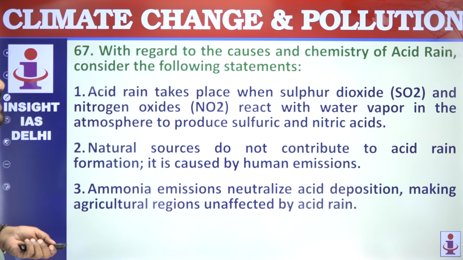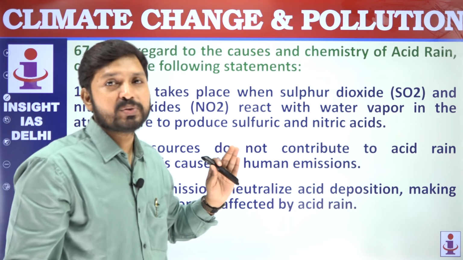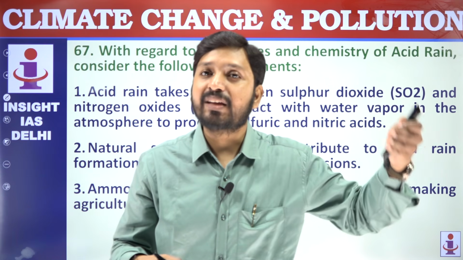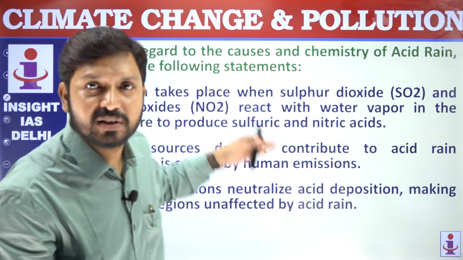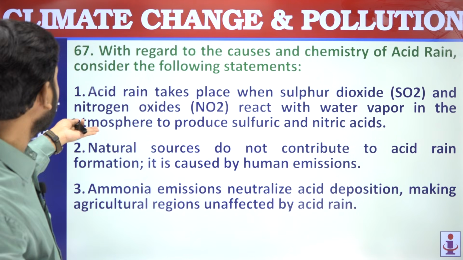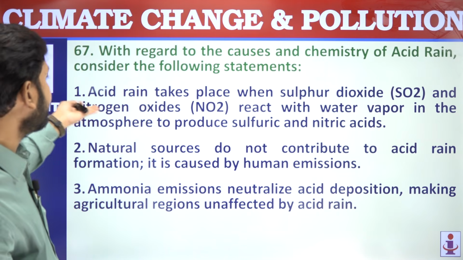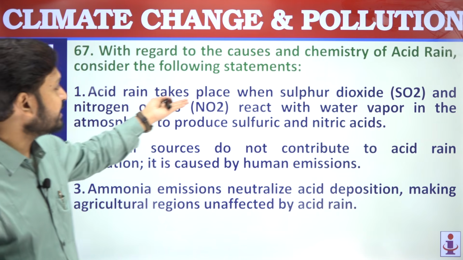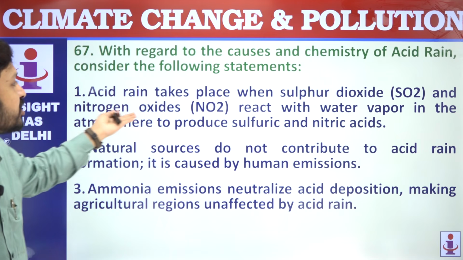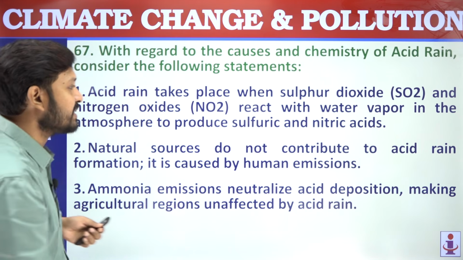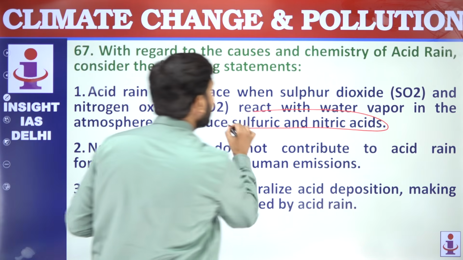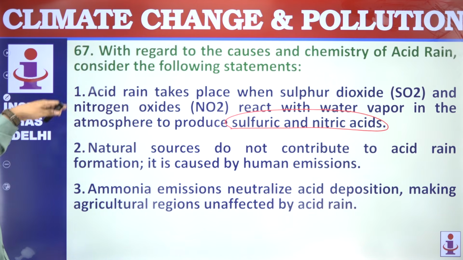With regard to the causes and chemistry of acid rain, consider the following statements. From childhood onwards we have seen this acid rain, right? When sulfur and nitrous oxides react with atmospheric water vapor, they form acids. Okay, let's read the statements. Acid rains take place when sulfur dioxide and nitrogen oxides react with water vapor in the atmosphere to produce sulfuric and nitric acids. So sulfuric and nitric acids are formed, which are nothing but acid rain related.